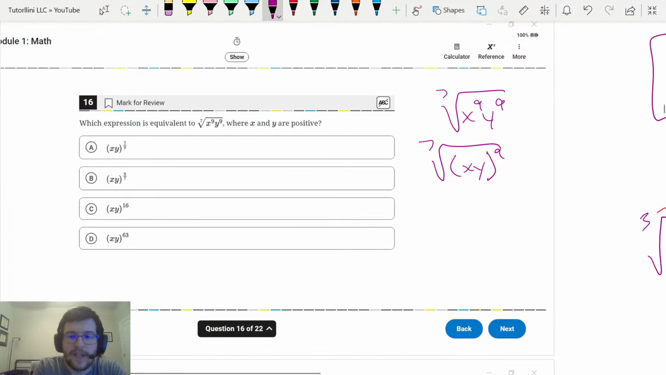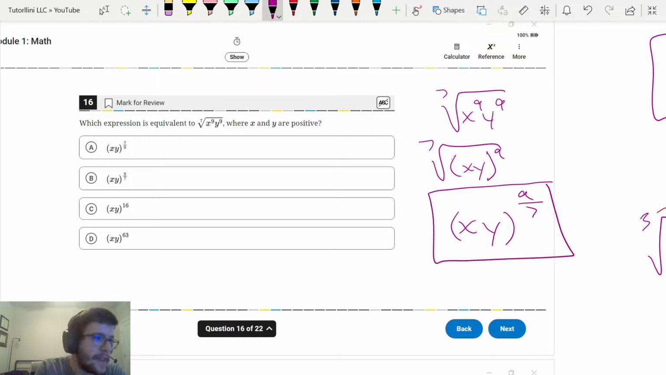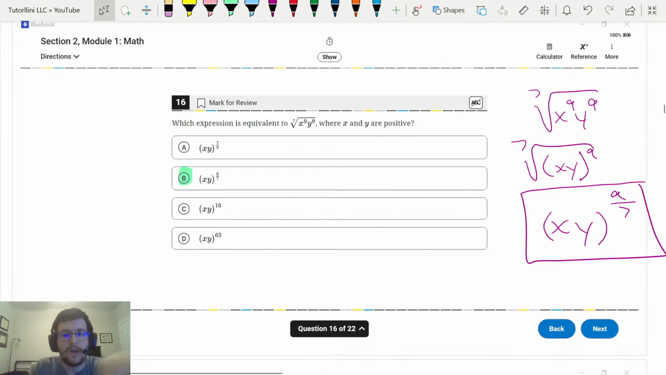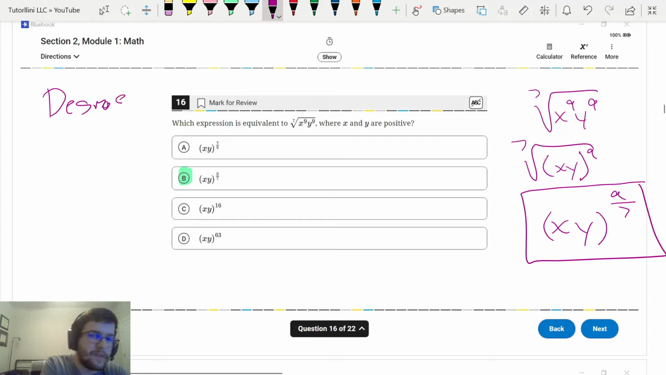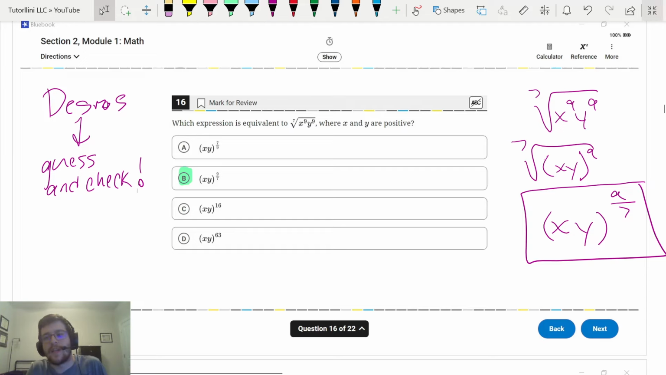So I could rewrite this as xy to the power over root. So 9/7. And that is answer choice B. Okay, so usually for equivalent expressions questions, I would just graph it on Desmos as well. That's another way you could do it. So guess and check. I would just graph it using guess and check.